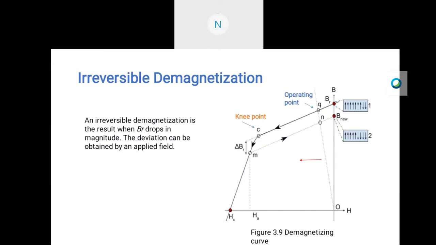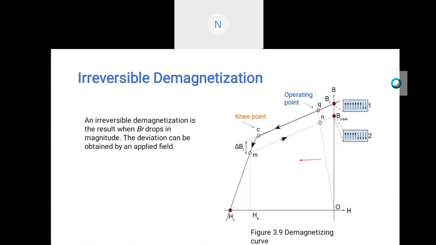Irreversible demagnetization. Here you can see this is a demagnetization curve. Irreversible demagnetization is the result when BR, the remnant flux density, drops in magnitude. The deviation can be obtained by an applied field. Here you can see this is the operating point Q0. OQ is the operating load line.